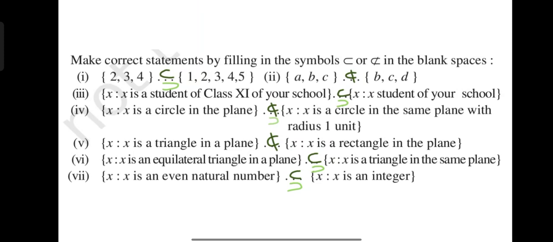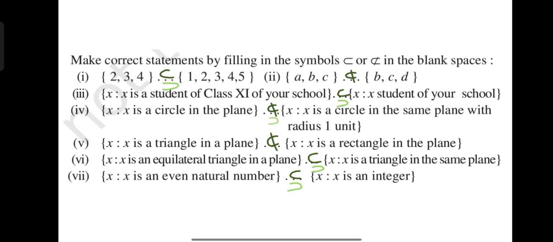Set of all X such that X is an equilateral triangle in plane. So this collection represents triangles with equal sides, 3 equal sides. And what is the next one? Set of all triangles in a plane. So equilateral triangle comes under all types of triangles, so it will be a subset. Otherwise, how can we tell? All types of triangle is a superset of equilateral triangle.